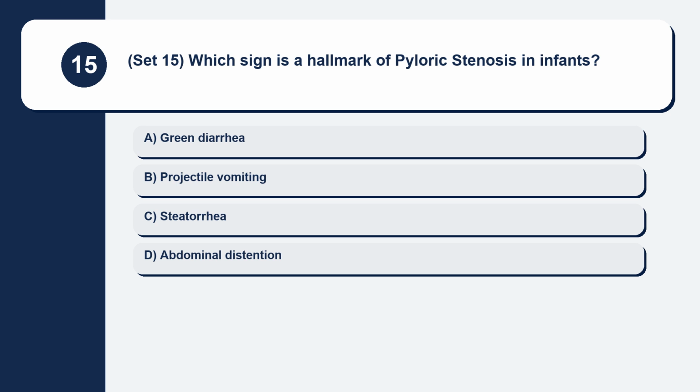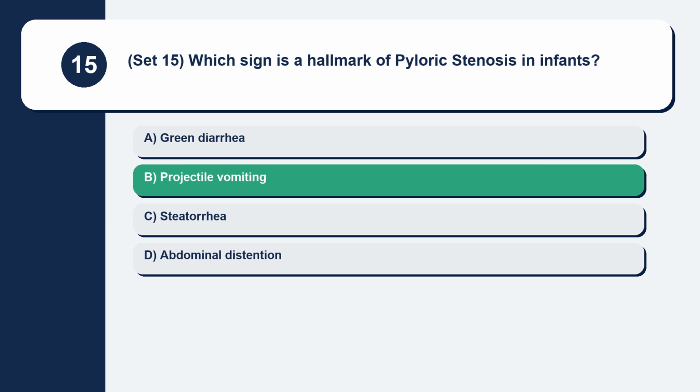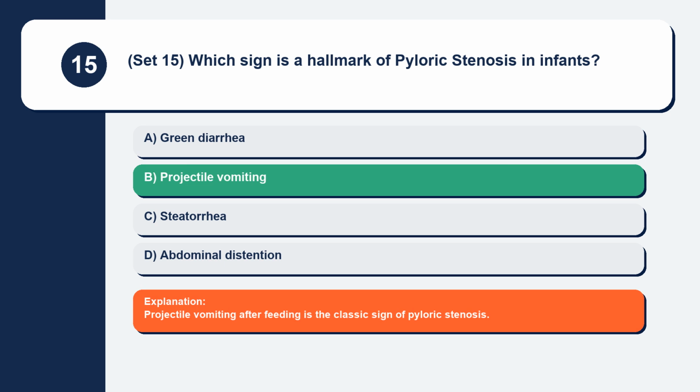Question 15. Set 15. Which sign is a hallmark of pyloric stenosis in infants? Green diarrhea, projectile vomiting, steatorrhea, abdominal distension. Projectile vomiting after feeding is the classic sign of pyloric stenosis.